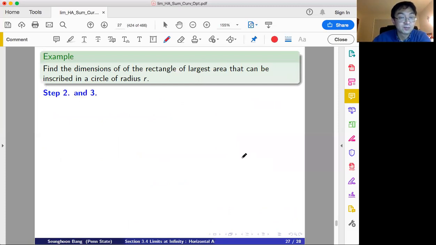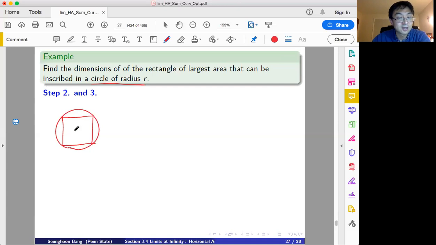So you can draw a diagram. The diagram is like this. We have a circle of radius r here. You can draw a rectangle. This rectangle is inscribed in a circle.